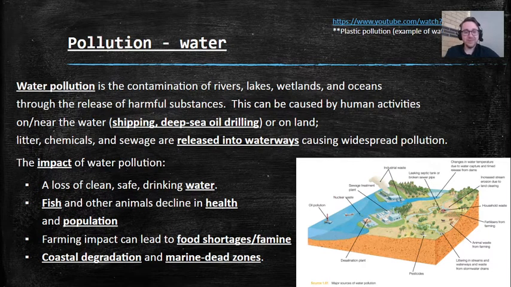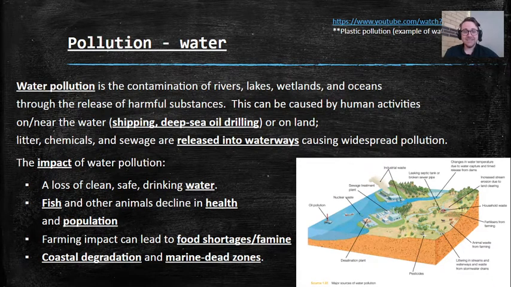They're sailing through the water and they're causing pollution. Shipping, so transporting massive freights of goods that are being transported from Australia to other countries or vice versa. All that activity in the water is causing pollution. Deep sea oil drilling is also causing pollution.